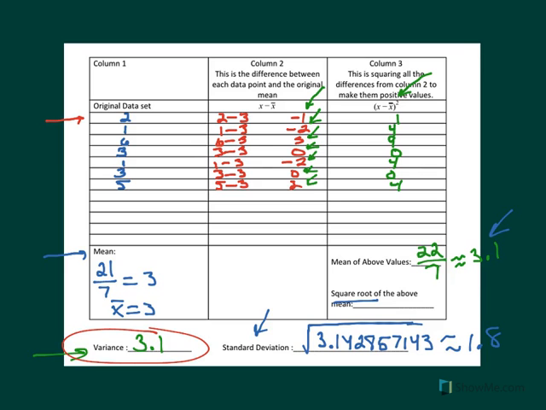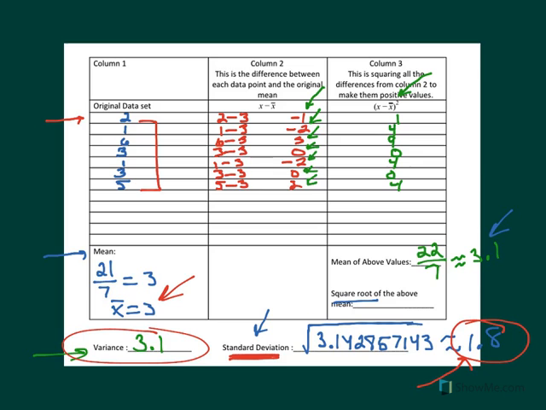So there's our variance. This is a standard deviation. So what is this number really telling us? It's saying that on average, these data points were about 1.8 away from the mean. The mean was 3. So on average, it could be 1.8 more than 3 or 1.8 less than 3. On average, they're about 1.3 away from the center of that data.